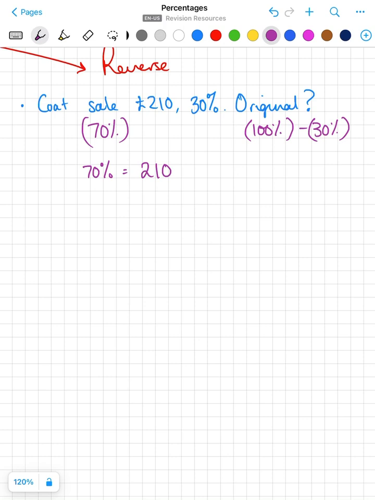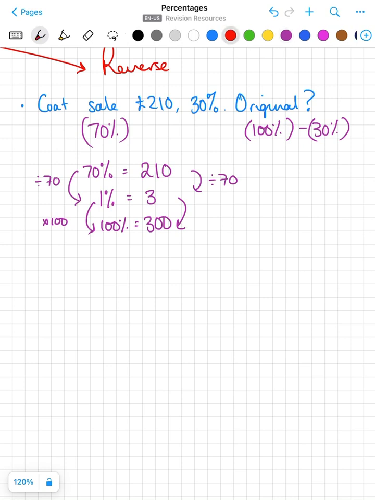What we can do from here is we could find what 1% was, we could find what 10% was, because if you know 70%, we can divide that by 70, so simplify both sides by dividing by 70, to find that 1% is 3. Now we can use that to find out 100%, which is our original value. And then our 100% is £300.